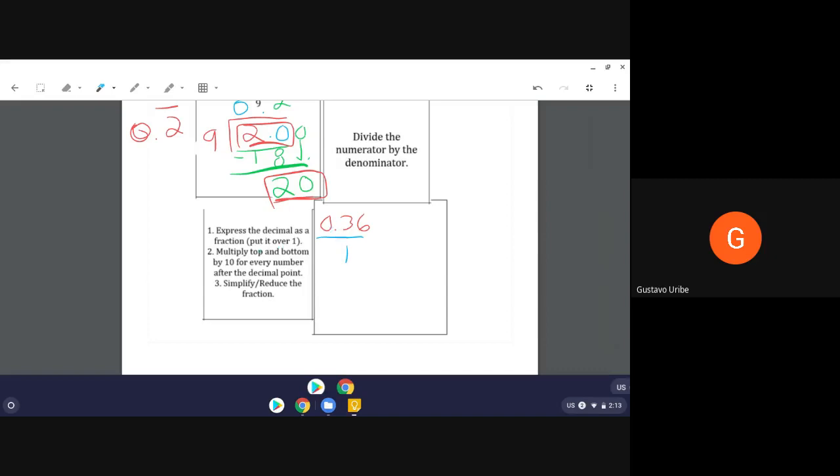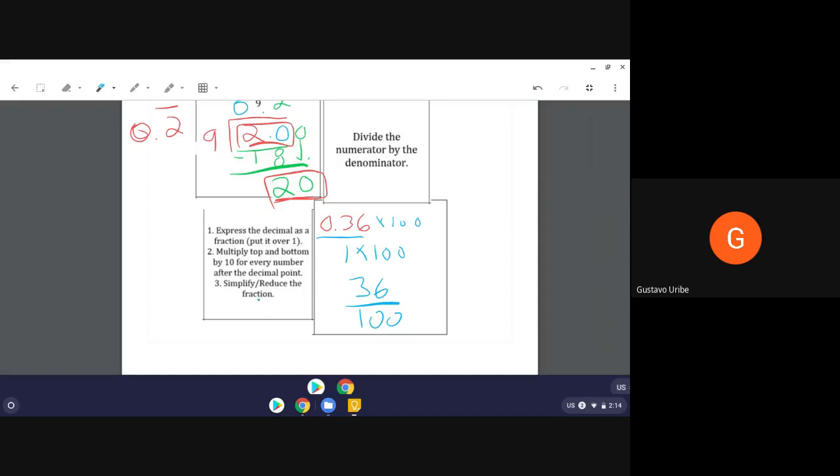Now, it says multiply the top and bottom by 10 for every number after the decimal point. So after the decimal, I have 2 numbers. So 10 times 10 would be 100. So I can multiply the bottom, the denominator, and my numerator by 100. Well, 36 multiplied by 100 is the same as moving this decimal to the right 2 spots. So I would get 36 over 100 times 1 just gives me 100.